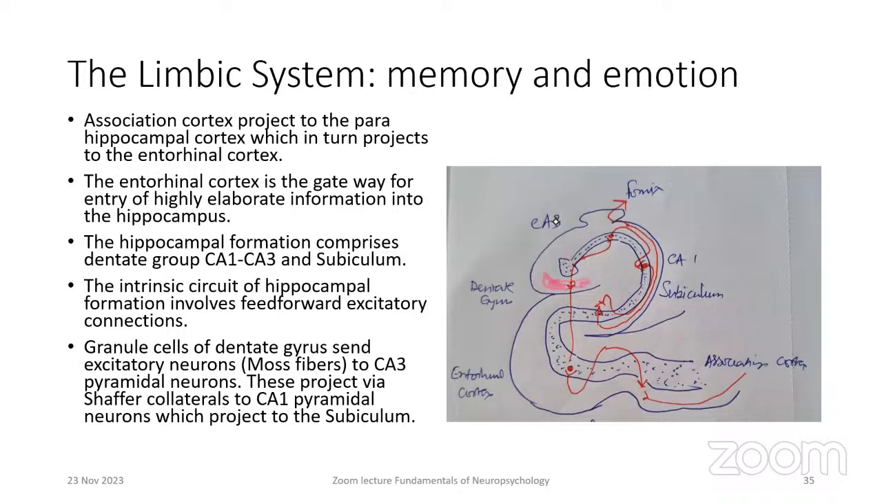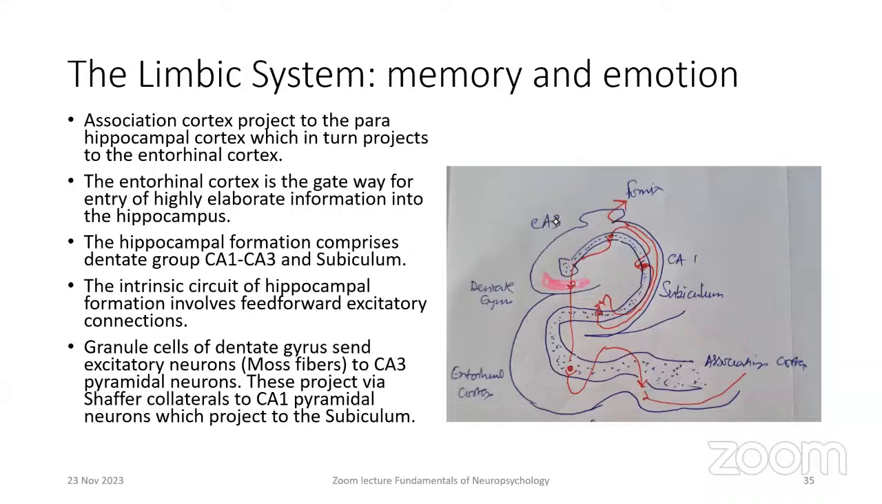The intrinsic circuit of this hippocampal formation involves feed-forward excitatory connections. There are granule cells in the dentate gyrus, and they send excitatory neurons and mossy fibers to CA3 pyramidal neurons. These project via Schaffer collaterals to CA1 pyramidal neurons, which project to the subiculum.